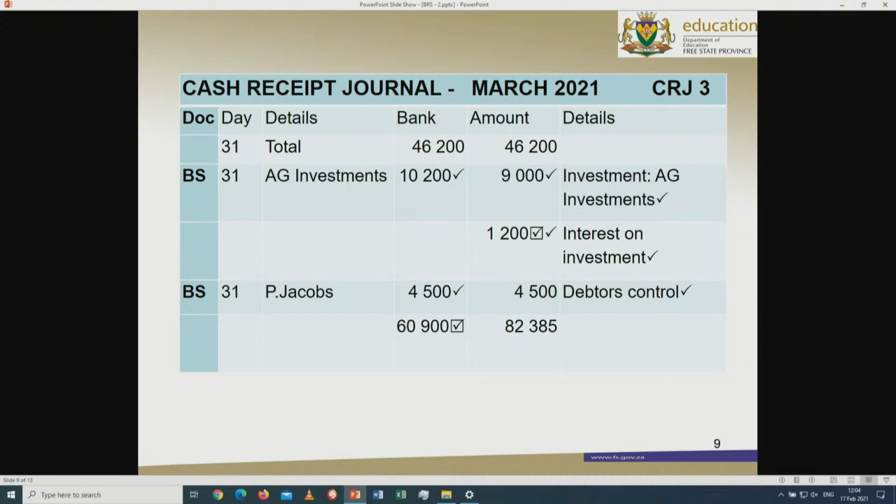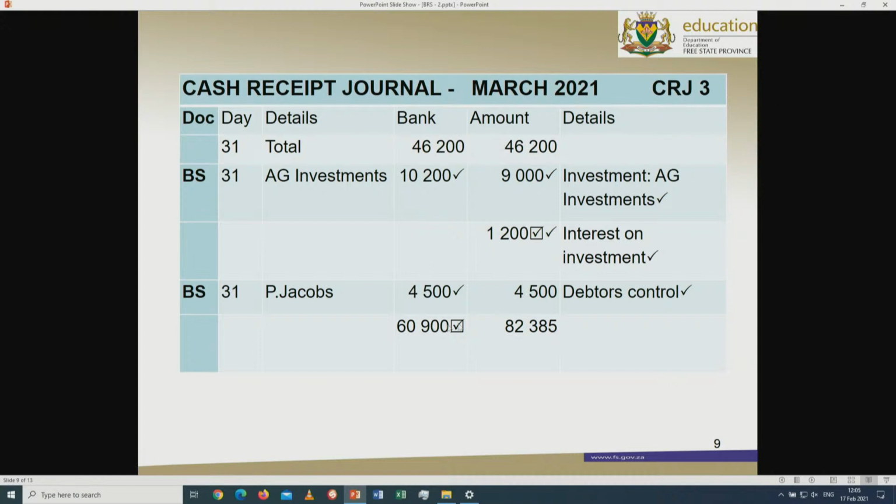It will be CRJ 4,500 and amount 4,500, details debtors control. Remember, I said as much as what we have done in grade 10 in the CRJ and the CPJ, we are doing the same thing in grade 11. The details column on your left, you write the name of the business or the person from whom the business received money. And then your details column on your right, under sundry accounts, you indicate the name of the account that we are receiving the money for.